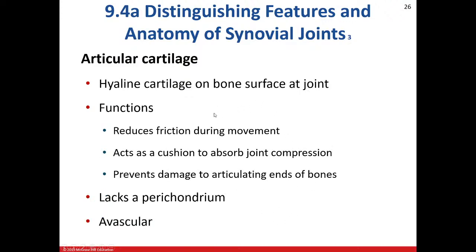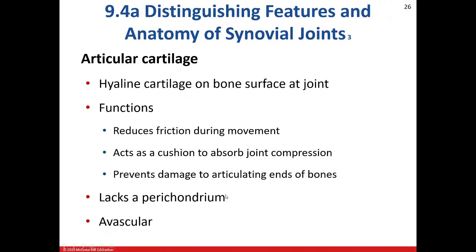Then we have the articular cartilage, which is made up of hyaline, and it's on the surface of the bone at a joint. It reduces the friction, it acts as a cushion to absorb compression, and it prevents damage to the articulating ends of the bones. However, it lacks a perichondrium.